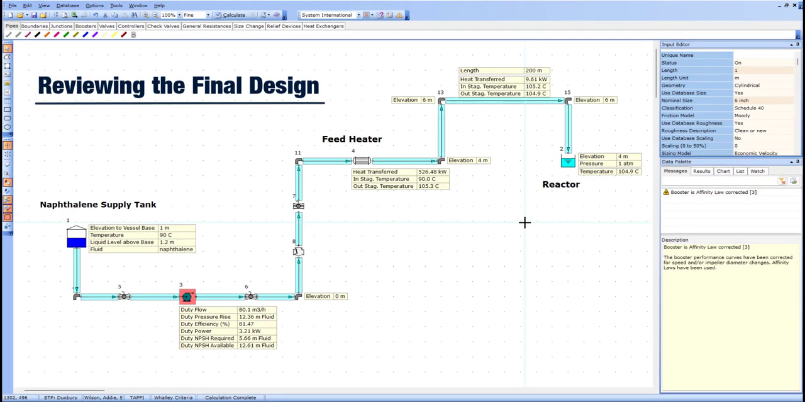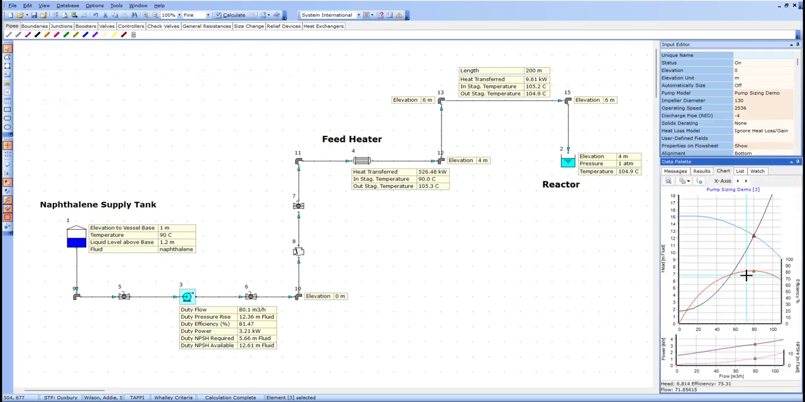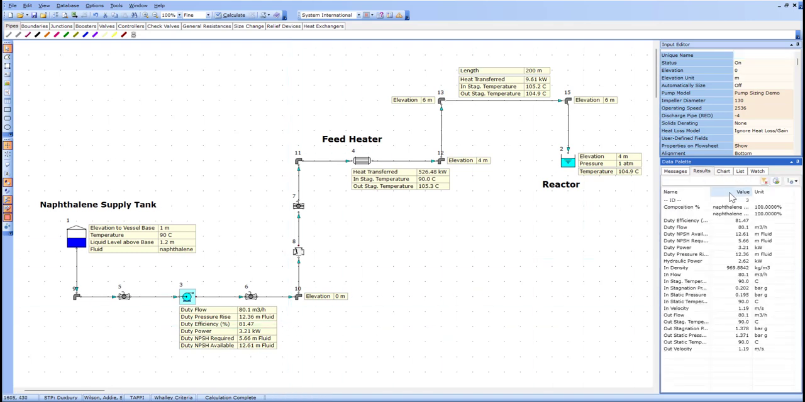The final design should be reviewed from both hydraulic and thermal perspectives. Hydraulically, the system should deliver 80 cubic meters per hour at the required duty while maintaining acceptable velocity, pressure loss, efficiency, and NPSH margin. Thermally, the naphthalene must reach the reactor at the required process temperature while remaining safely above its solidification temperature throughout the transfer. That requires appropriate insulation or heat tracing, depending on operating conditions.